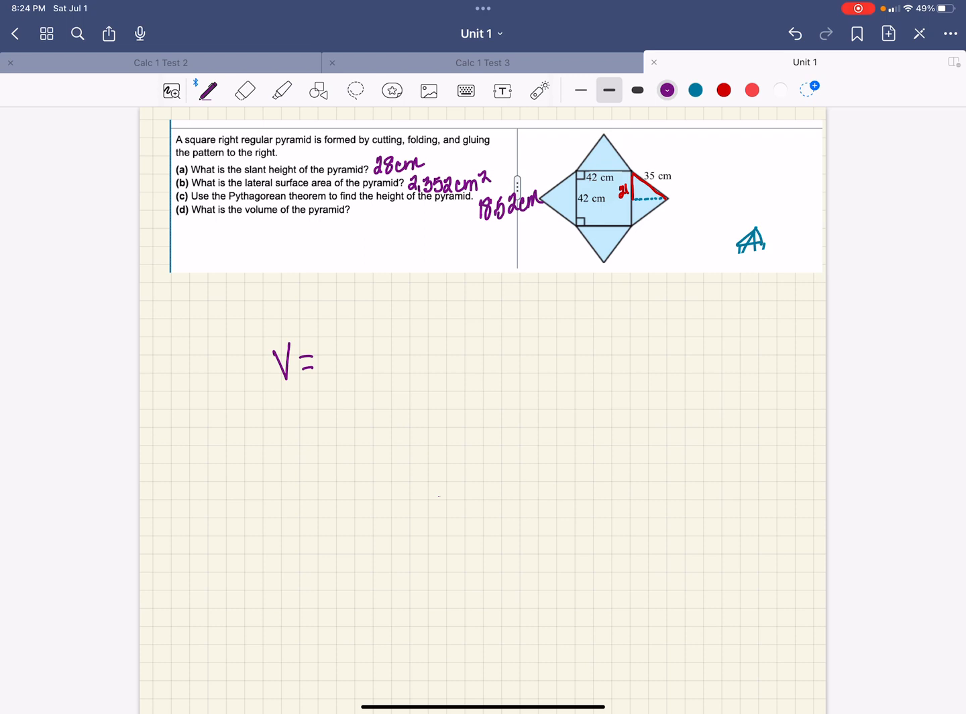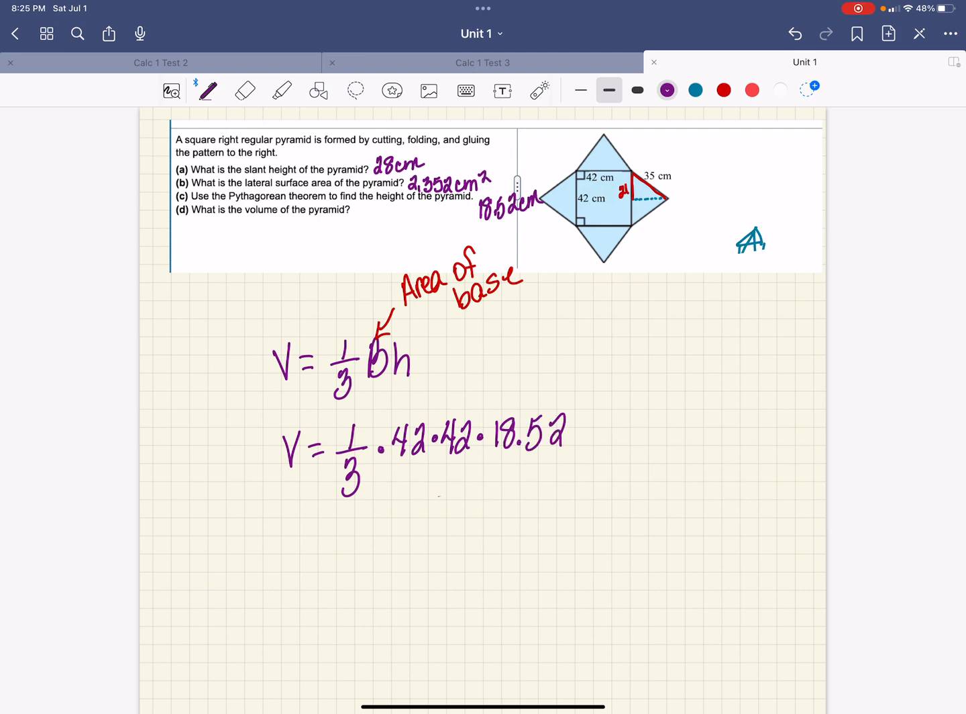But volume for this is going to be 1/3. Capital B means the area of the base of this pyramid. Okay, so that's the area of base. And the way that we're going to find the area of that base is 42 times 42. So this part right here, this is the area of our base right here, and that's 42 times 42. So we have 1/3. I'm going to go ahead and write 42 times 42. And then we also know the height of our pyramid is 18.52.